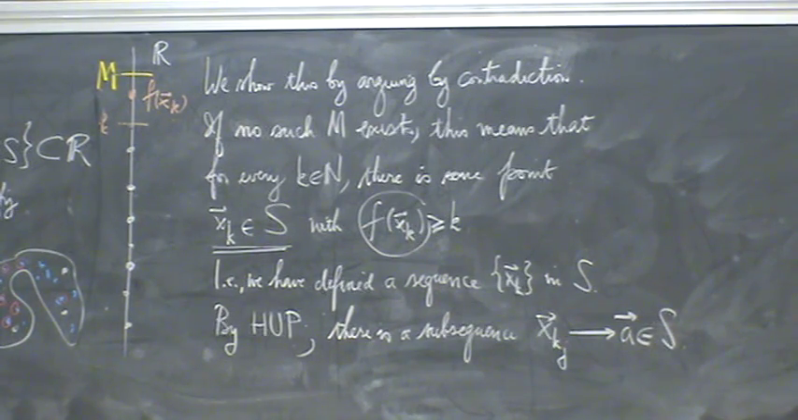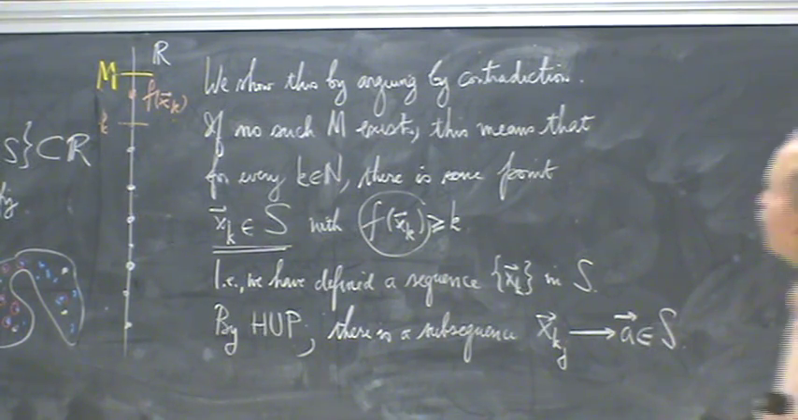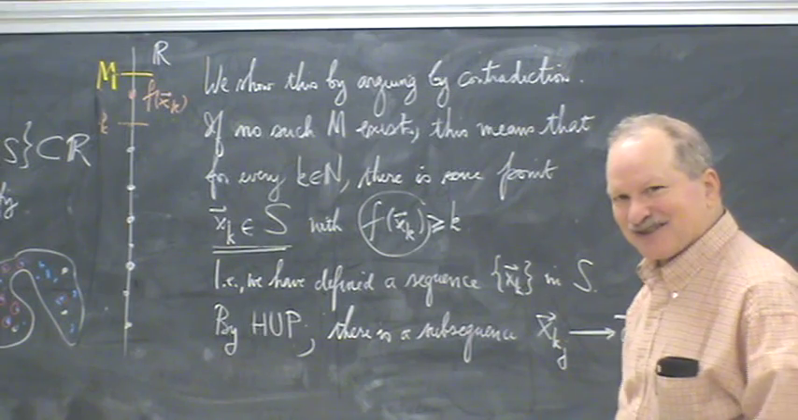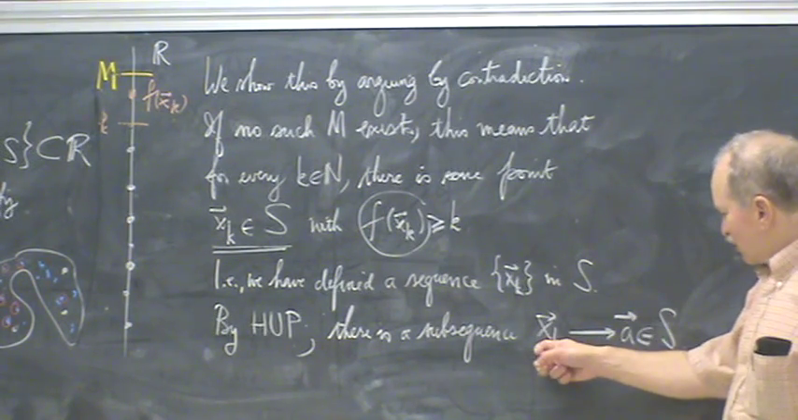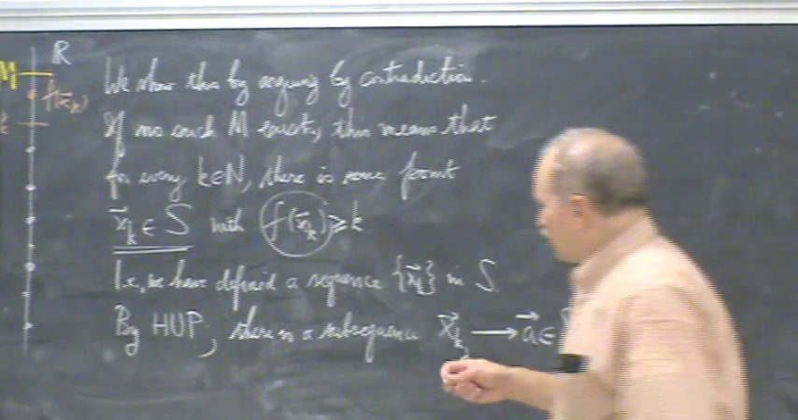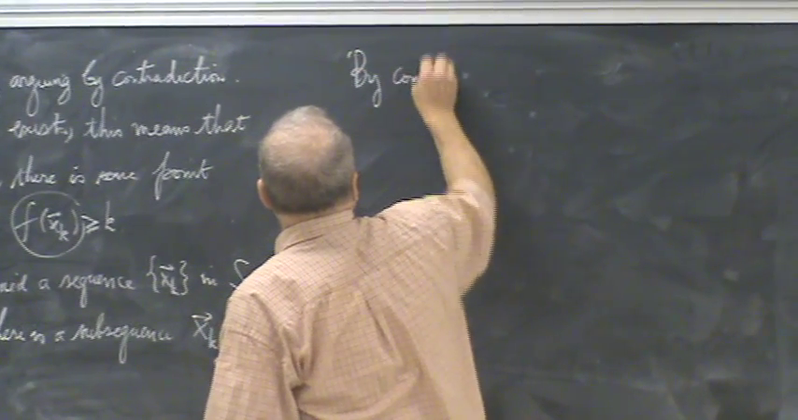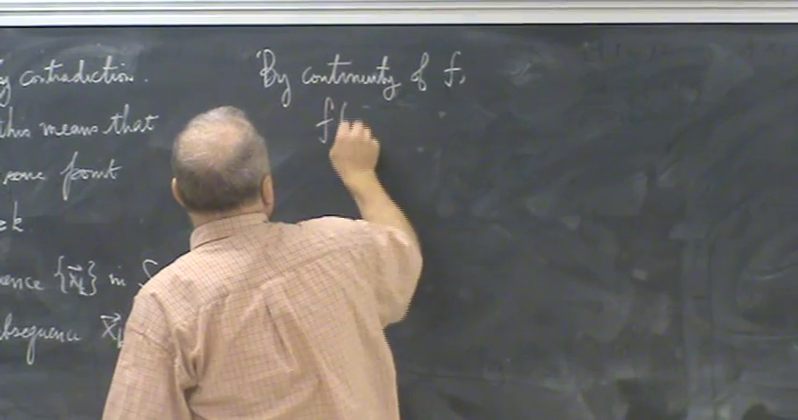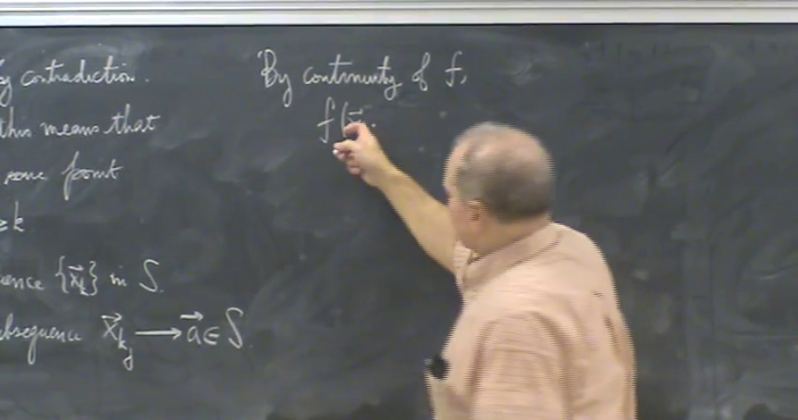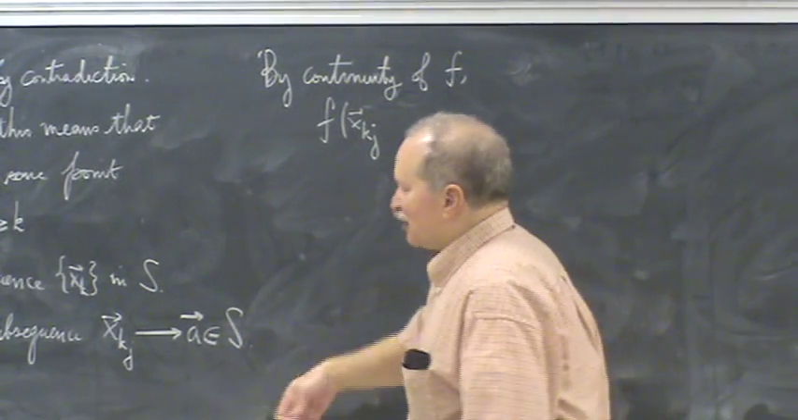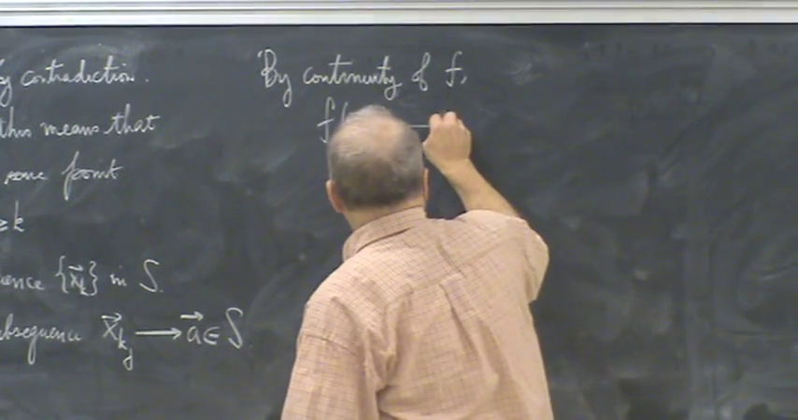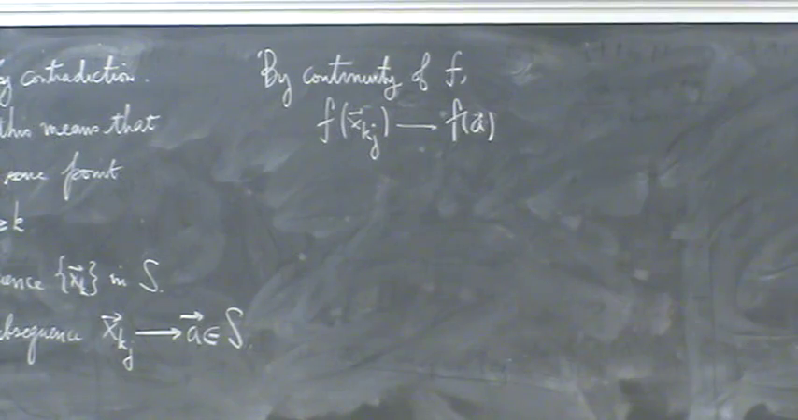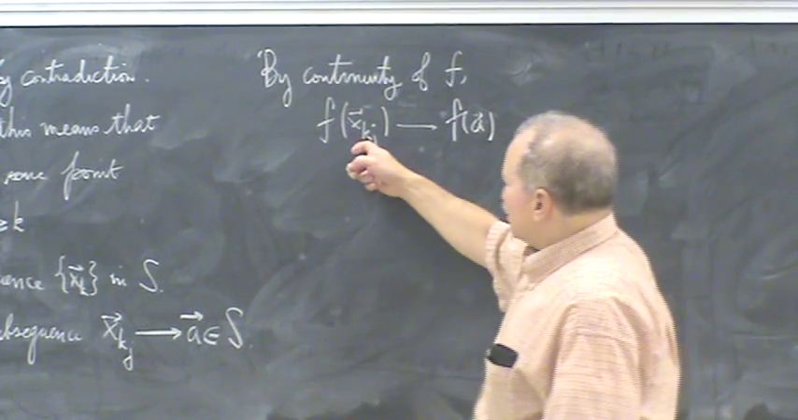Now I haven't, to this point, used one of the main hypotheses, namely that f is continuous. You see a sequence of points converging to a point, so because f is continuous, we know that the sequence of values of f at this subsequence, which is still a sequence, must converge to the value at the limit point of that sequence. Well, that's bad news. What are these numbers doing?